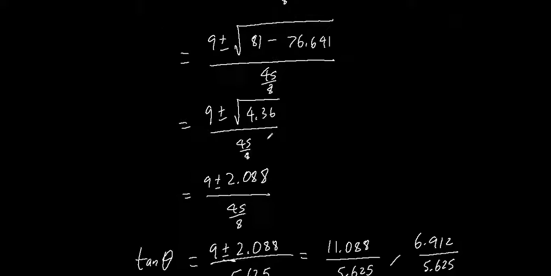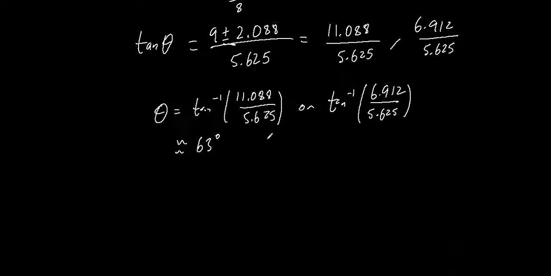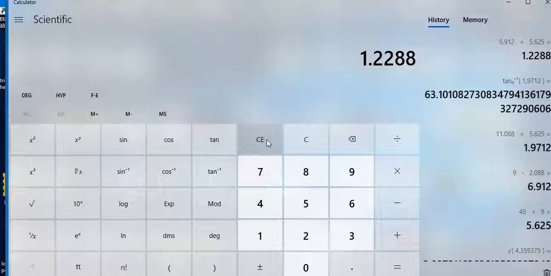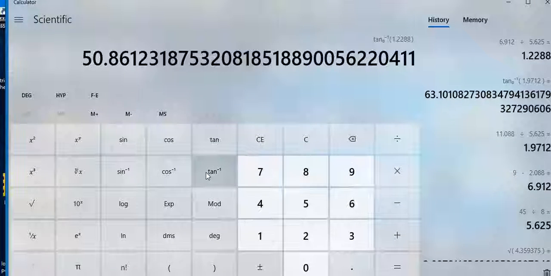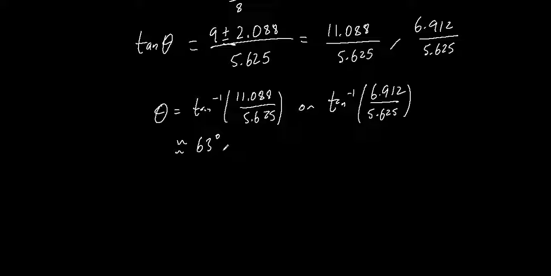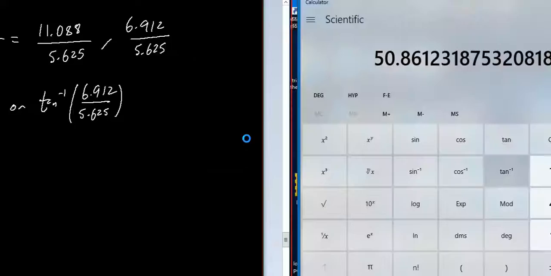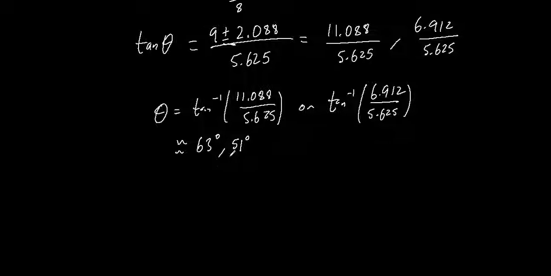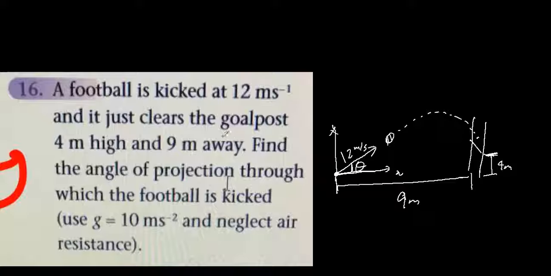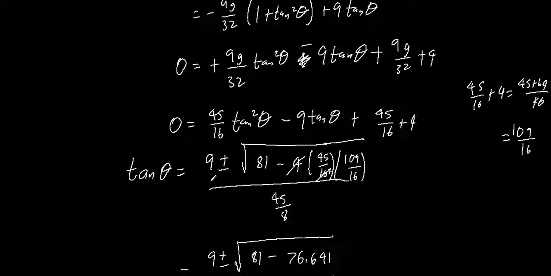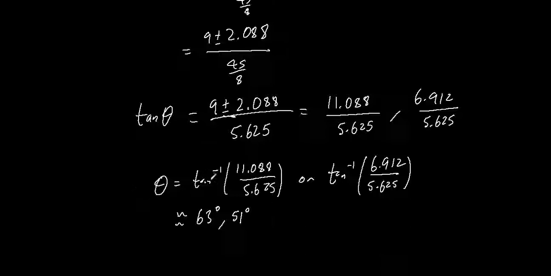Okay, just making sure I'm right. Taking the tan inverse of that, it's around 51 degrees, rounding correctly. And these are my two answers. Those should be done. Those are your two angles, the angles of projection through which the football is kicked. I probably made a mistake somewhere here. If you can find it, let me know. Alright, have a good time.